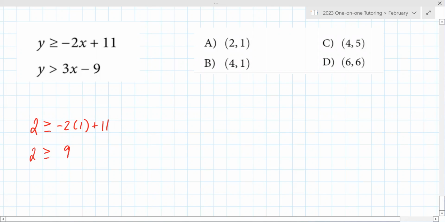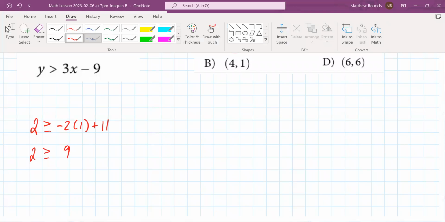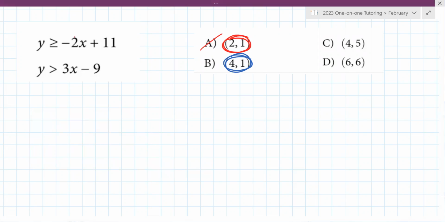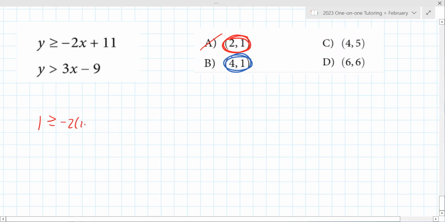Wait, so I'm trying A here. No, so this is false. So that means A is out. Now, might as well try B. And actually I did this completely wrong. I'm so sorry, I put the variable in the wrong place. Is 1 greater than or equal to -2 times 2 plus 11? -4 plus 11 is 7. Is 1 greater than or equal to 7? Still false, but got to be careful in there.